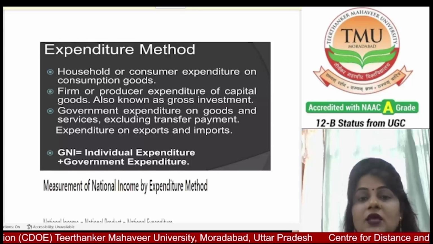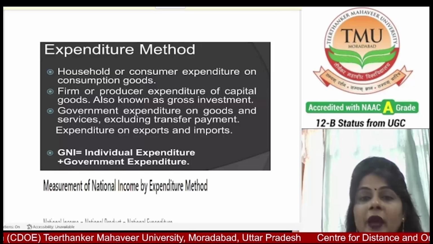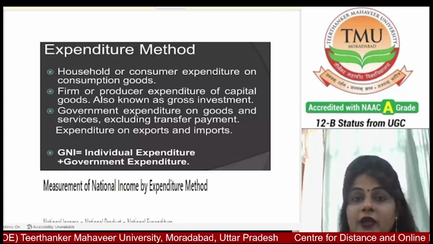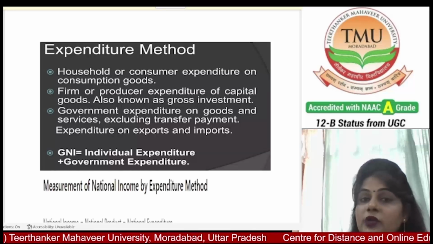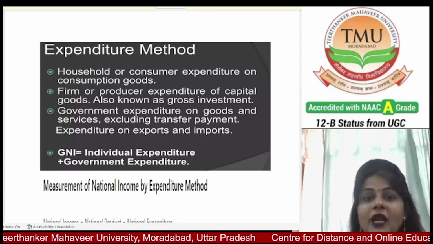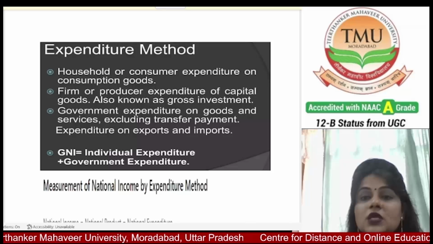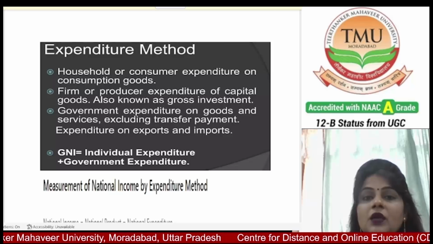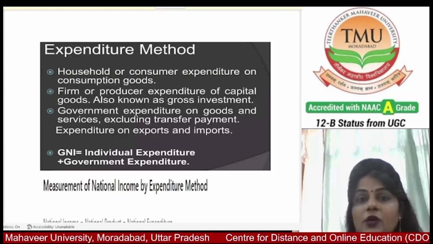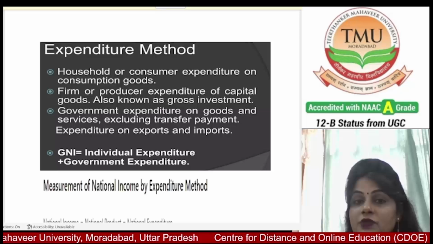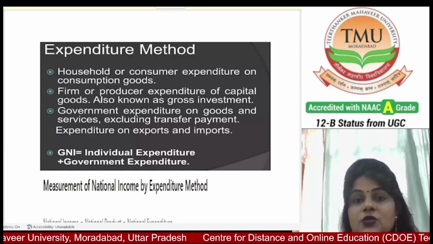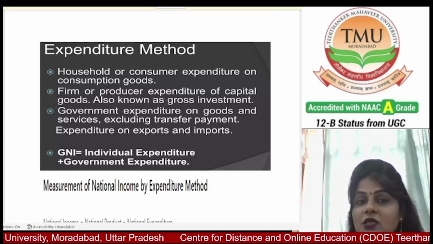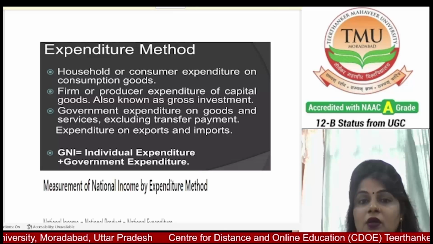Net export is the total export minus total import. Now, while calculating national income using the expenditure approach, you need to also deduct depreciation on the capital assets and indirect taxes. Using the expenditure approach, national income can be represented as national income is equal to C, household consumption, plus G, government expenditure, plus I, investment expenditure, plus NX, net export.